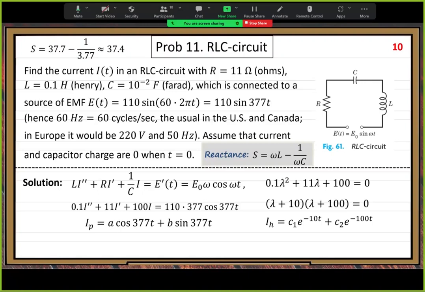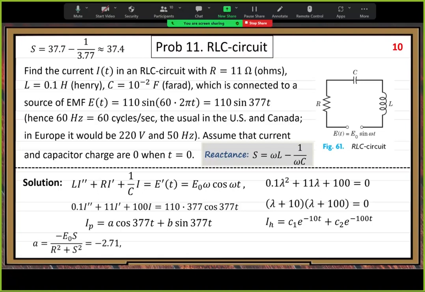Omega we know, right? What is omega? 377. That's omega. L is 0.1, L times omega is 37.7. 1 over C, C times omega is 3.77. So the S number is 37.4. So we calculate S first.